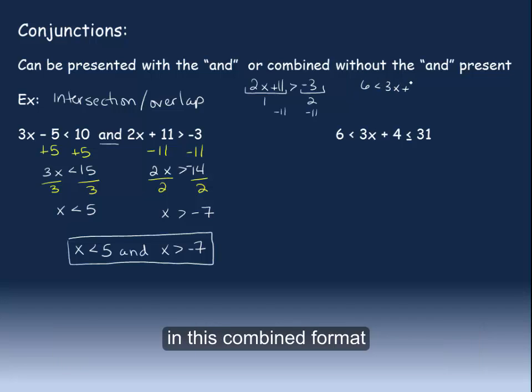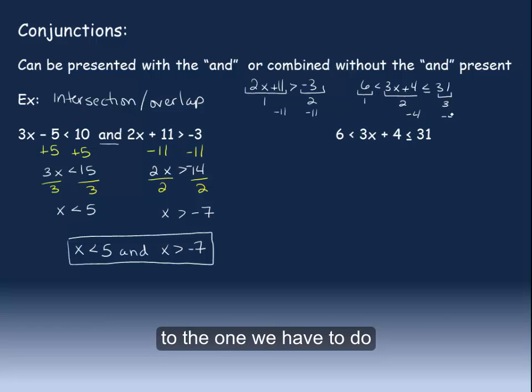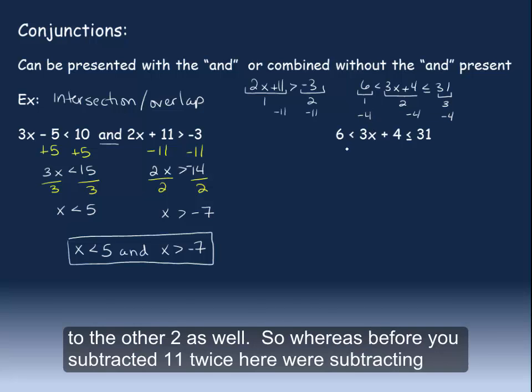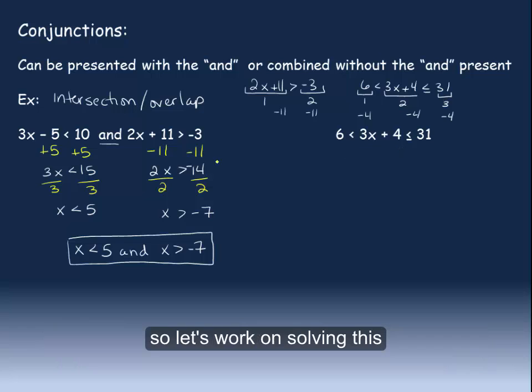In this combined format, we don't have two sides, we have three sides, 1, 2, and 3. So anything we do to the one, we have to do to the other two as well. So whereas before you subtracted 11 twice, here we're subtracting 4 three times. So anything you do to one part, you have to do to all three. So let's work on solving this.